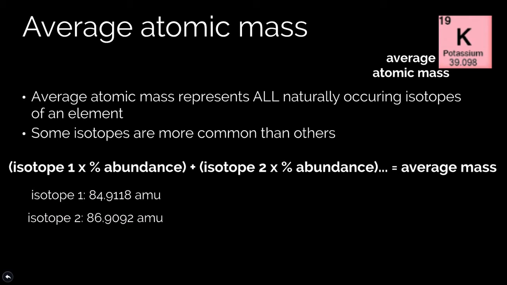So now let's do this example where we have two different isotopes of an element. This first isotope will have a mass of 84.9118 atomic mass units, and the second isotope will have a mass of 86.9092 atomic mass units. Now, how common they are is that isotope 1, you can find it 72.15% of the time. And for isotope 2, we can find it 27.85%.